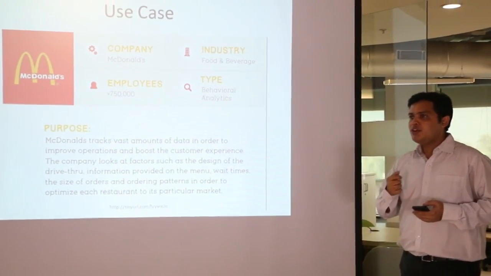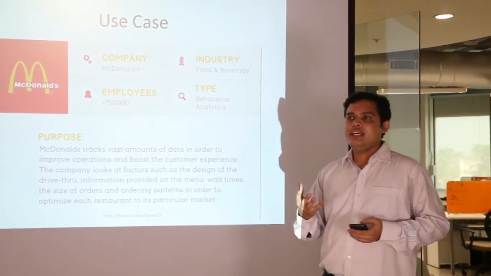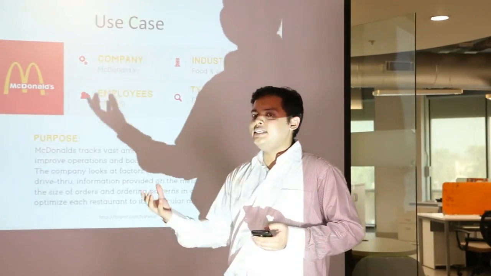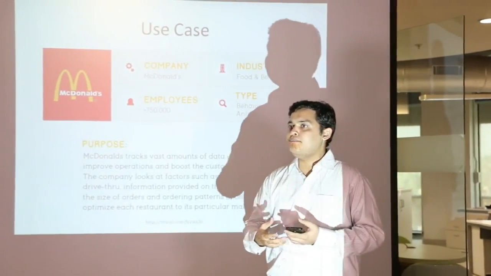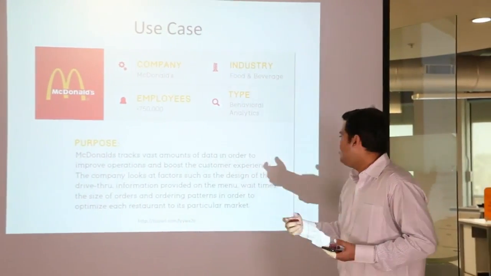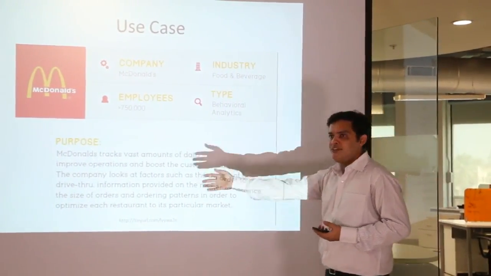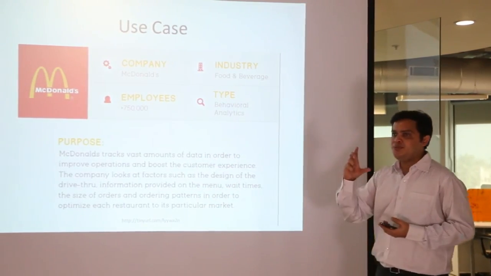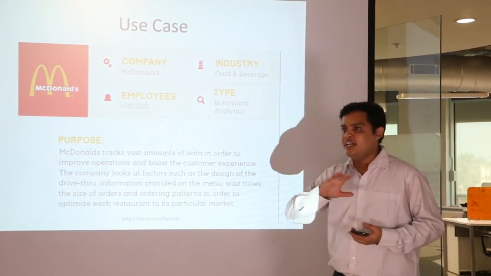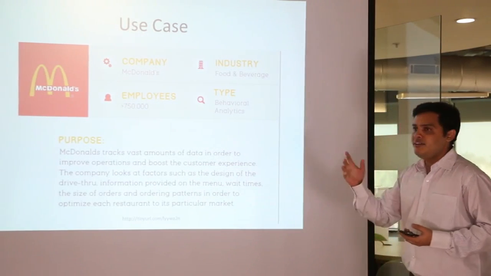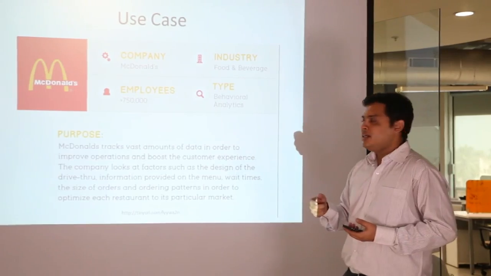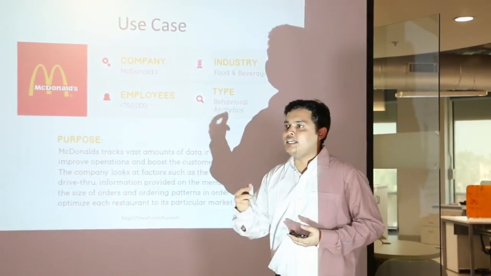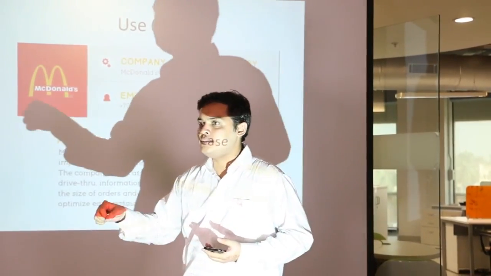McDonald's. So what McDonald's is doing is, if you see, McDonald's in India is different from McDonald's in the US. The tastes are different, the menu is different. So they continuously keep track of how the drive-thru is designed, what information is provided on a menu. The menu is different everywhere, country-wise. What is the wait time, what is the size of the order, and they check the ordering pattern. And based on that, they optimize each restaurant as per the particular market.